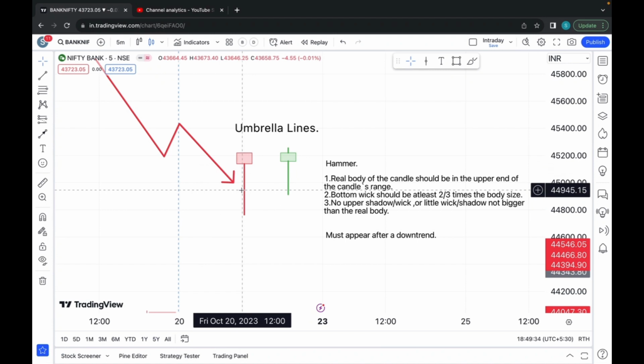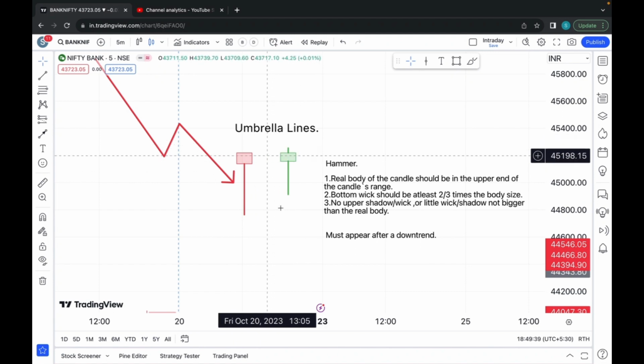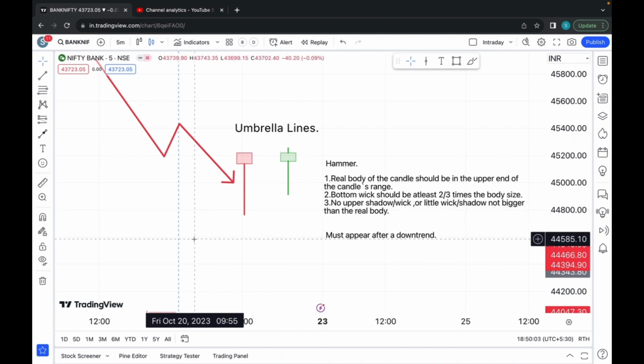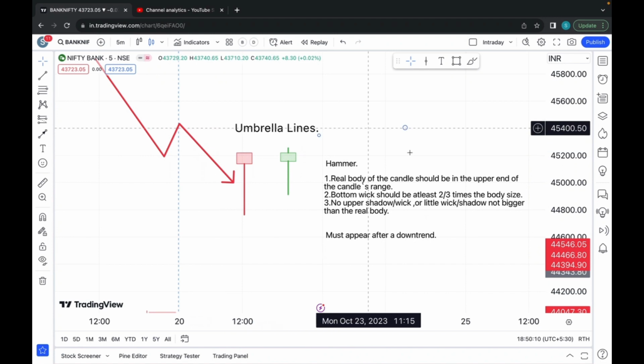There are also dual candle setups, two candles, like the engulfing pattern or harami inside candle, and there is dark cloud cover. All these need two candles to form that particular pattern. In some patterns we have three candles, like morning star and evening star, and some formations have more than three candles. We'll talk about all those in the future, but in this video we are targeting the umbrella line, in particular the hammer.